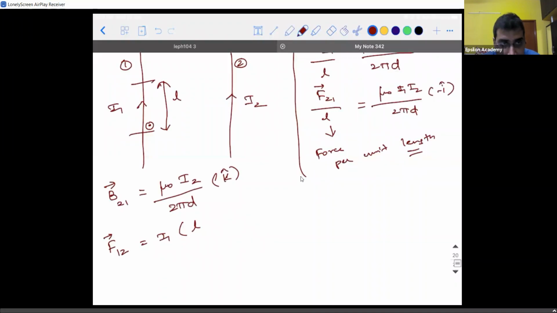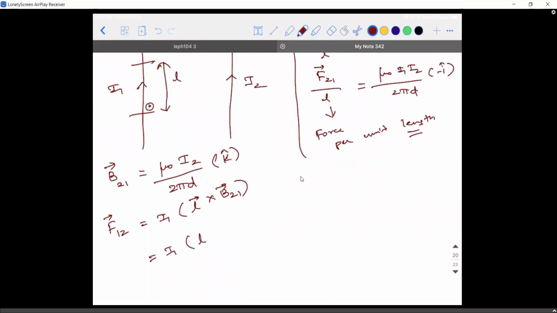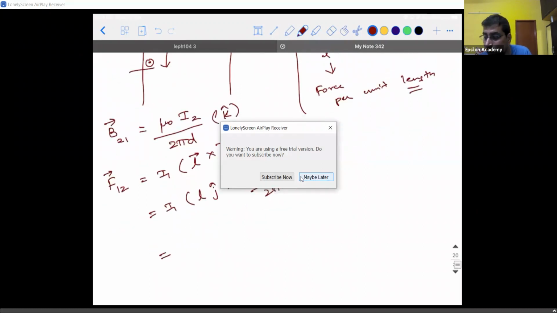So I1 into L vector cross B21 vector. So I1 into, what is L vector, guys? It is L into J cap. Cross B21, which is mu naught I2 divided by 2 pi d into K cap. So what will you get? Mu naught I1 I2 divided by 2 pi d into L into J cap cross K cap.